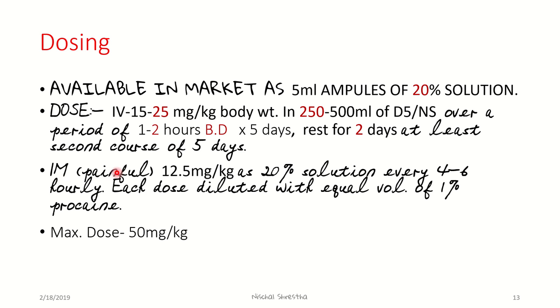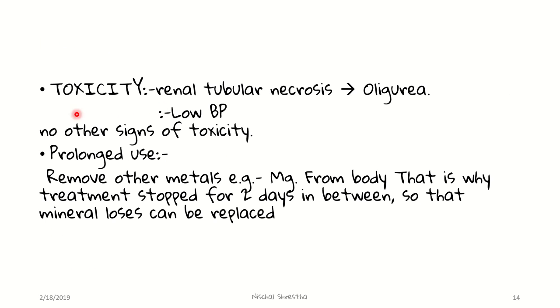IM can also be given, but it is more painful, and the dose is just half of 25, but it has to be diluted with 1% procaine, and the maximum dose is up to 50 mg per kg. Otherwise, it leads to toxicity in the kidney. It leads to renal tubular necrosis that leads to oliguria and also low BP.